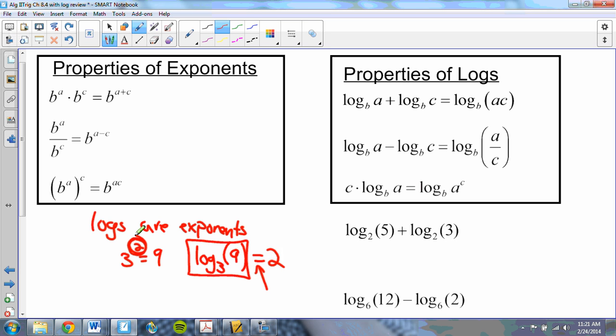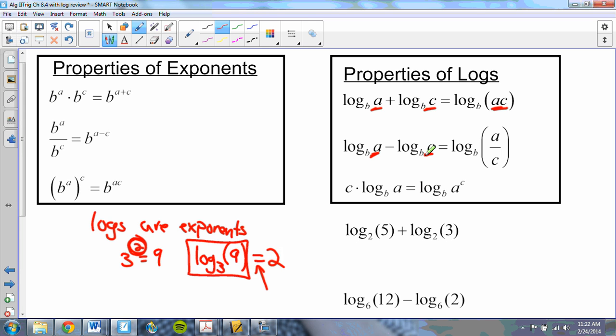But if you have log base b of two things being multiplied, you can split it up into addition. So that means that I have log base b of a plus log base b of c is log base b of a times c. We're going to go both directions. We're both going to split up and we're going to combine. So if I have log base b of a minus log base b of c, that's log base b of a divided by c.